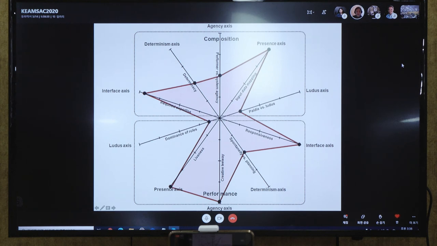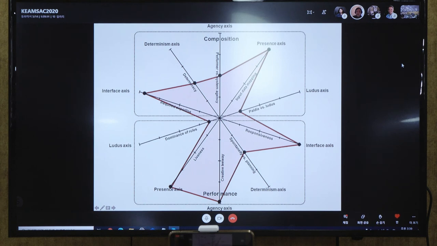Let's start with the analysis in the interface axis. In the composition you see, the whole landscape is an interface for the player. They can really shape this landscape, and the way they shape it, they will shape the visual experience for the audience, and the sound experience for the audience. And so there is a lot of responsiveness on the interface axis, which is why both dots on the interface axis are really at the extreme.